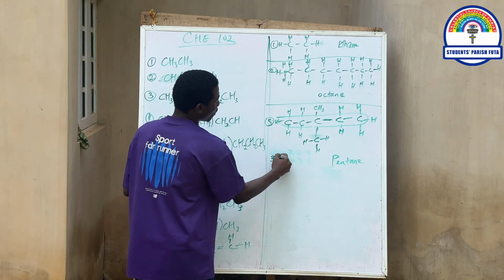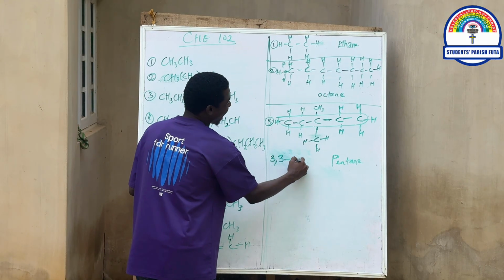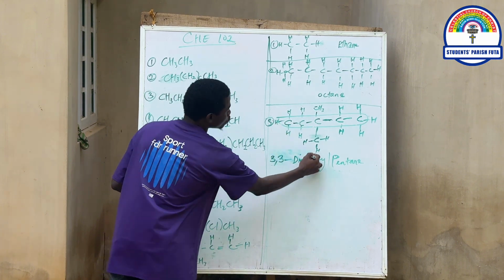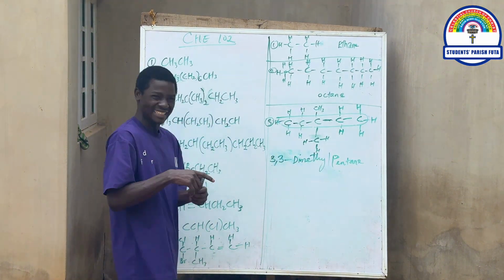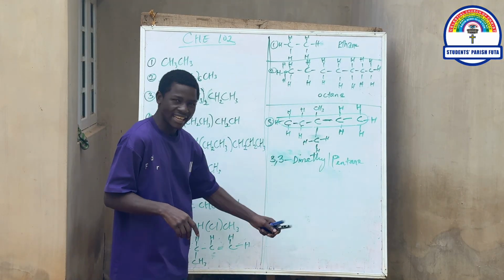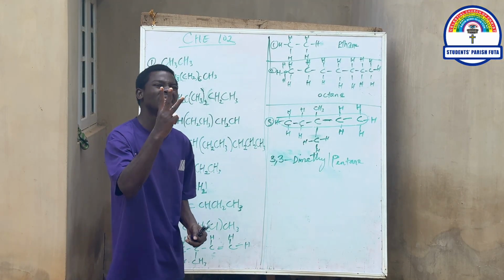One is in position number 3. The other one is in position number 3. Dimethyl. That is 2-methyl. We have 2 methyls, and this is their position: 3, 3. If they were 3, I would say trimethyl. Then you have to give 3 positions.